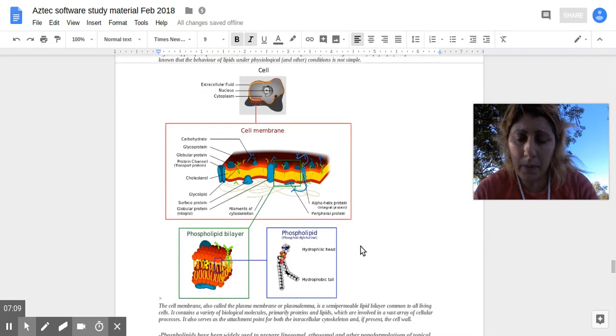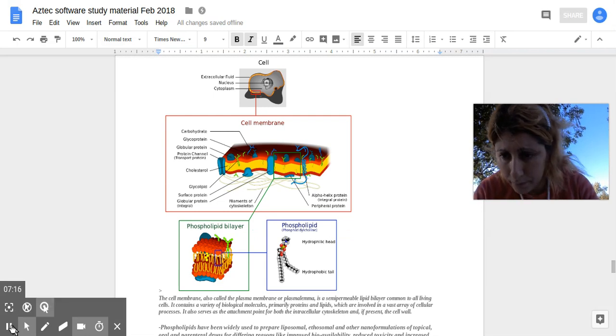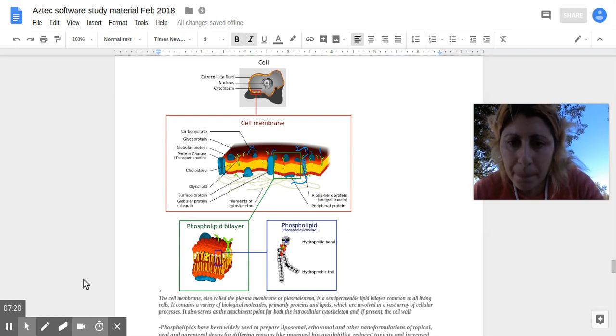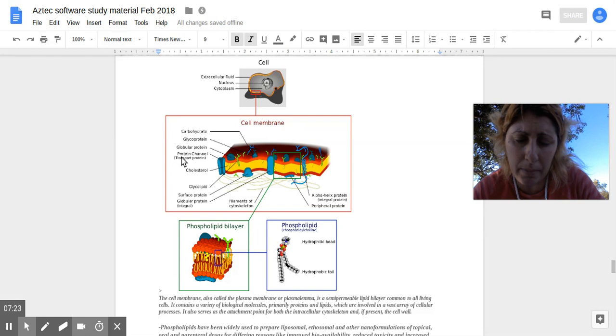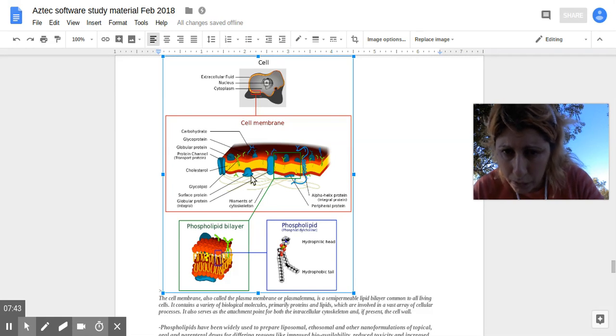So the different parts of the cell membrane, in this diagram, you have the various molecules embedded in the bilayer of the membrane. Filaments are the cytoskeleton inside the cell for cell structure and integrity. So there's various proteins, surface protein, globular protein, or an integral protein through the bilayer, protein channels or transport proteins helping molecules move across the membrane.